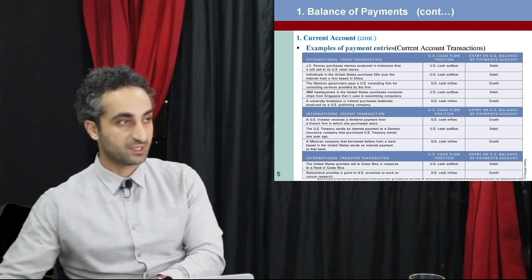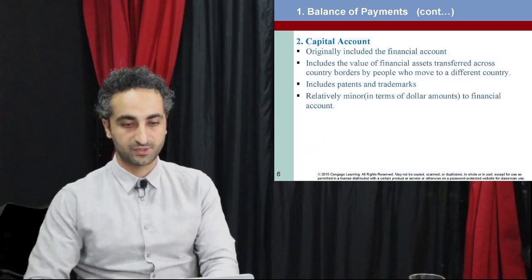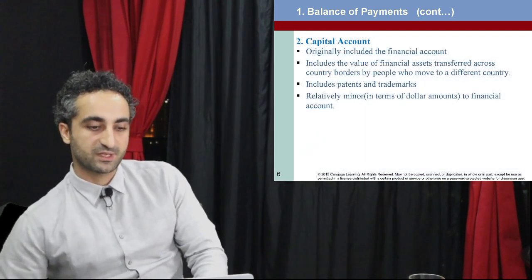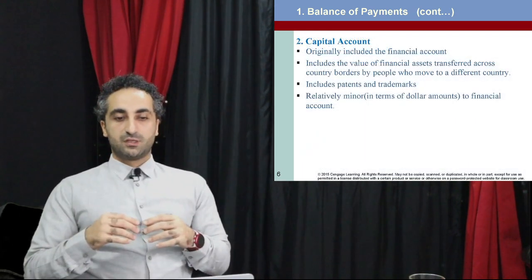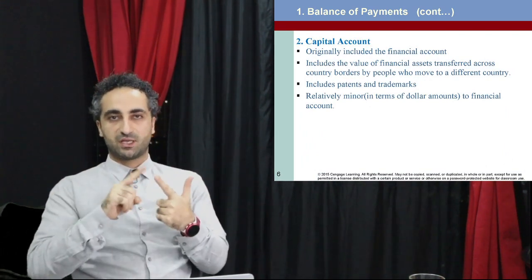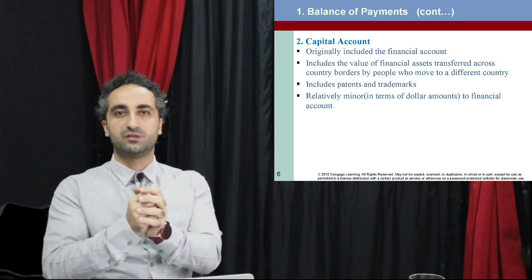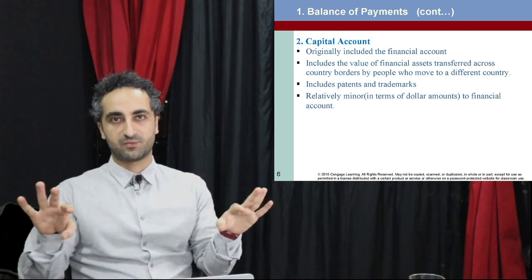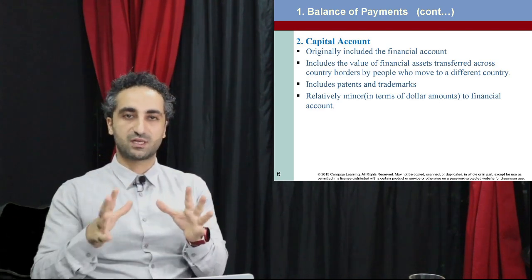Okay, let's move to the next slide. Now let's focus on the capital account. So previously there were two accounts, current and capital. Capital basically included the financial. Previously, now they're separated. So now what do we see in the capital account?